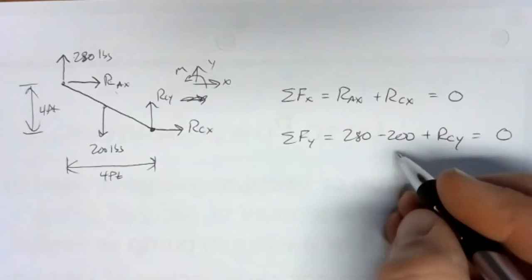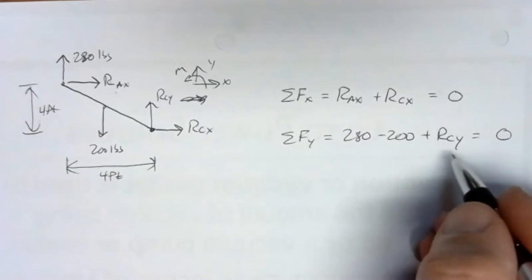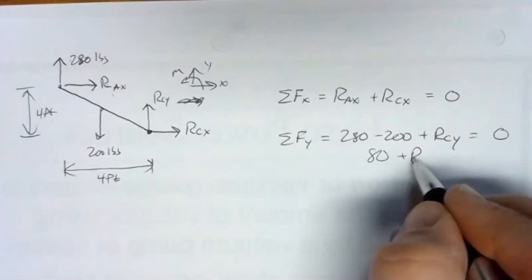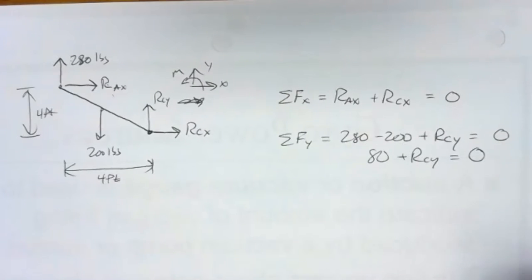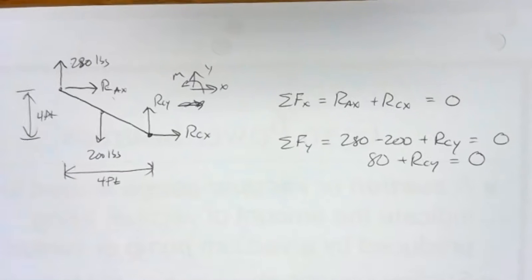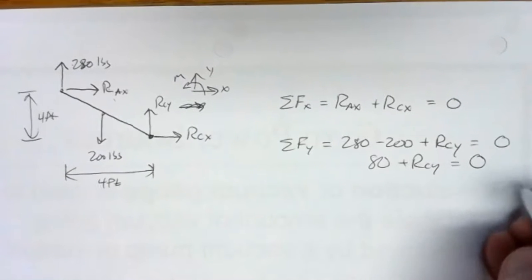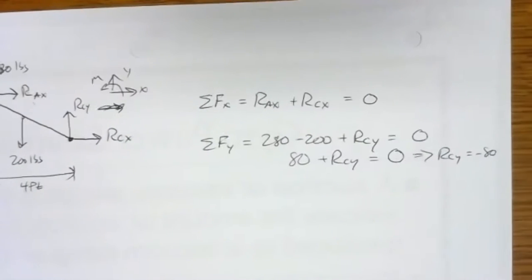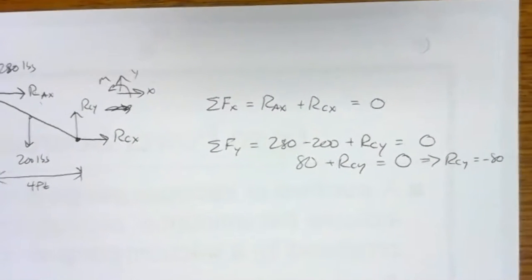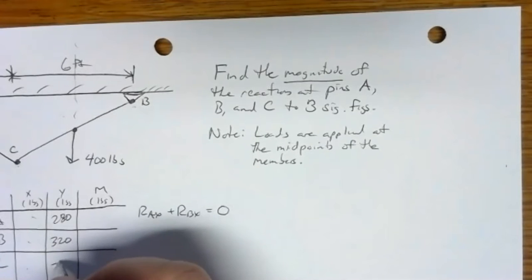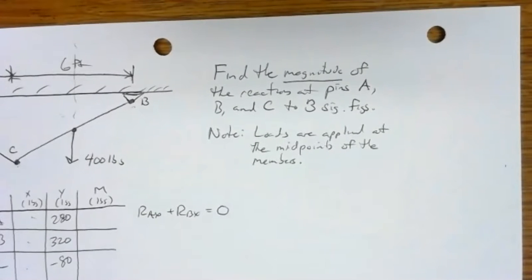And that's an equation that we'll be able to solve pretty easily. Let's simplify it a little. That's 80 plus RCY equals 0. And then we'll be able to solve that. RCY is a negative 80. So we've got another number we can fill in. RCY is negative 80 pounds.